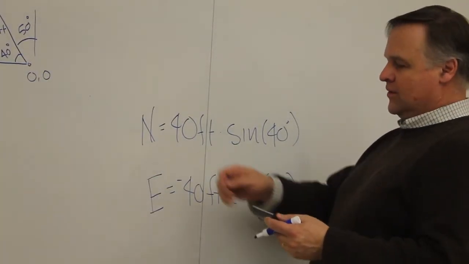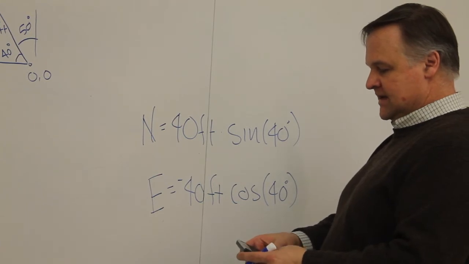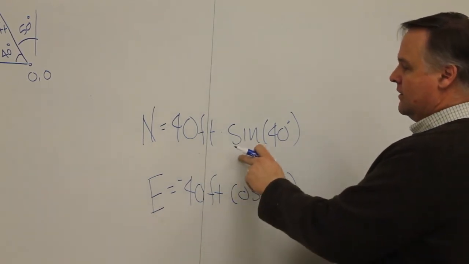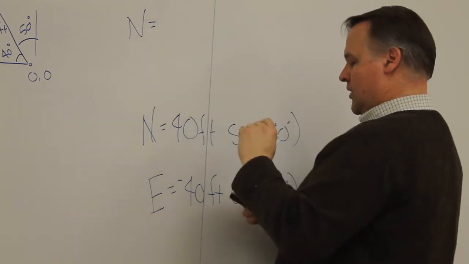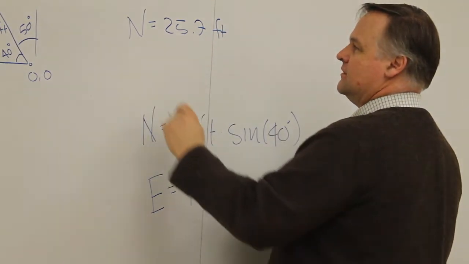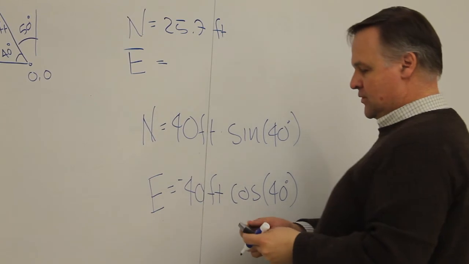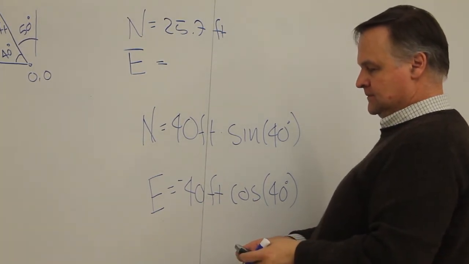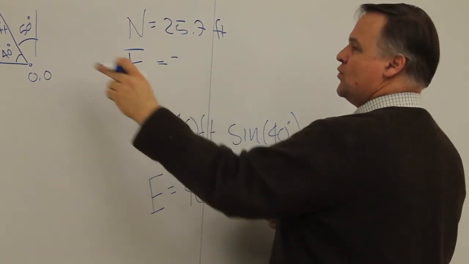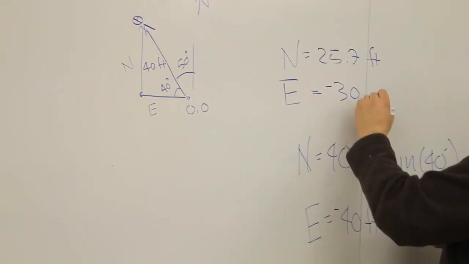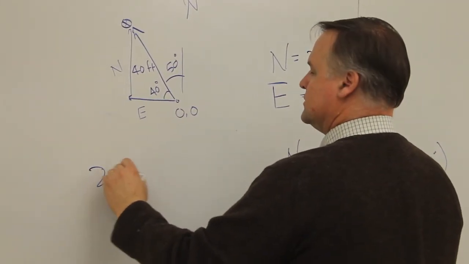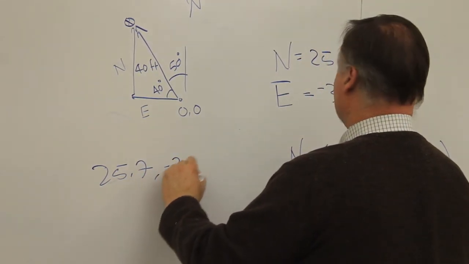Okay, so now we can use a calculator to compute the sine of 40 multiplied by 40. And the northing coordinate is 25.7 feet north of the origin. The easting is going to be the cosine of 40 times the 40-foot distance. We know that it is west of the origin, so it's minus 30.6 feet. So the coordinates are 25.7, minus 30.6.